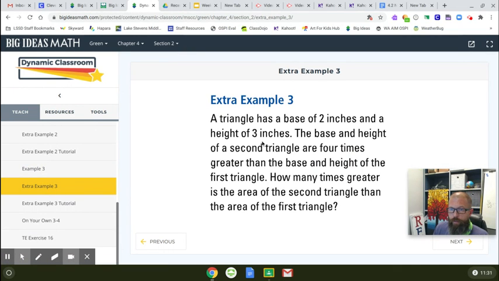A triangle has a base of 2 inches and a height of 3. The base and height of a second triangle are 4 times greater than the base and height of the first triangle. So if you draw a picture, that will help. You have a base of 2 and a height of 3, and the base and height of the second triangle are 4 times greater. So that one would be 2 times 4 is 8, 3 times 4 is 12. How many times greater is the area? So same type of problem as the butterfly, we just have different numbers.